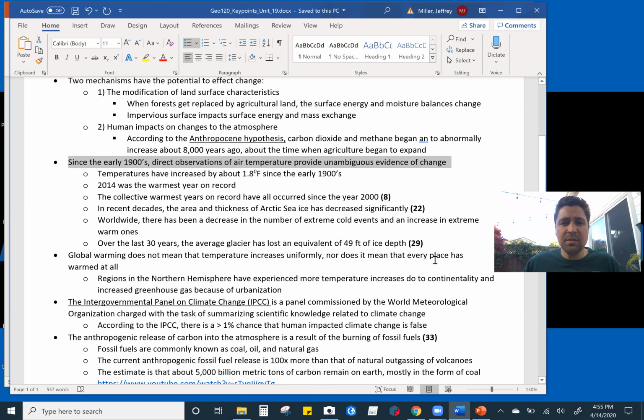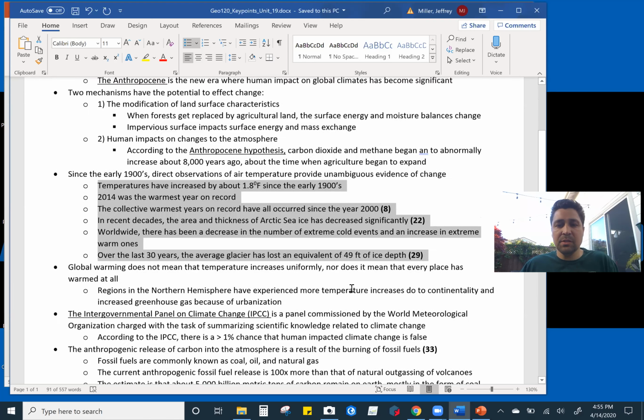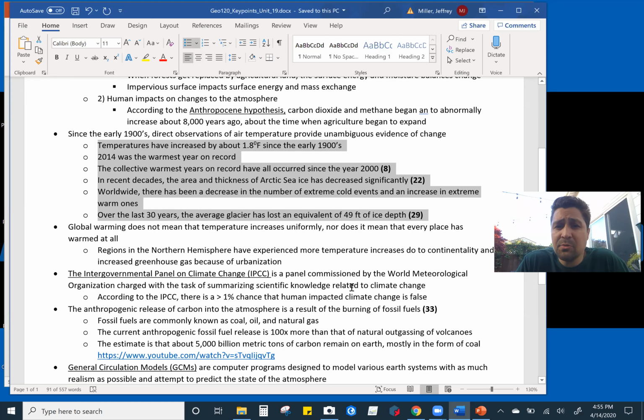So since the 1900s, there's been direct observations of air temperature, and they provide unambiguous evidence of change. So basically, that means that it is conclusive that there is change in air temperature over 100, 120, 150 years. And we're observing that the temperatures, this is globally, okay, global average of temperatures have increased by an average of about 1.8 degrees Fahrenheit since the early 1900s. Almost 2 degrees Fahrenheit of increase that becomes the normal over a very, very short period of time. Okay. So I'm just throwing out some stats here to back up these arguments that the observations are making a case that the temperature is increasing.